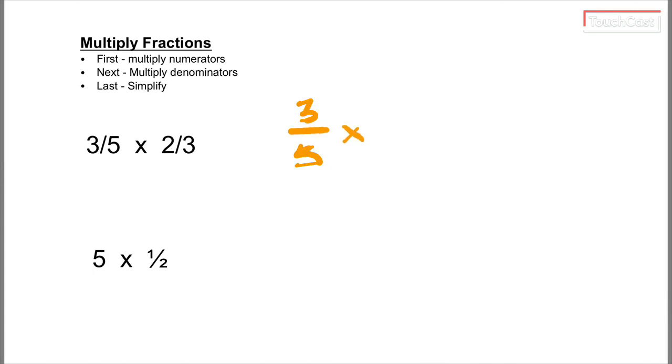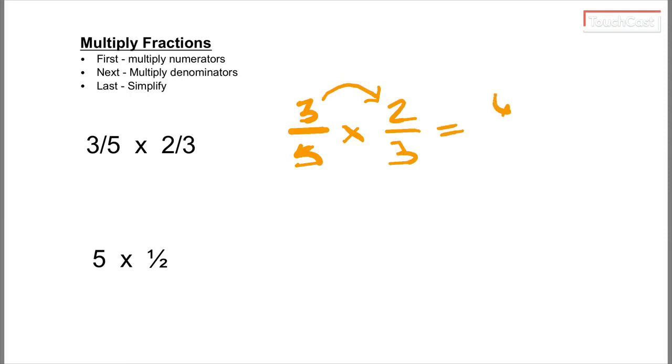Our first example problem is 3/5 times 2/3. First step for solving this problem, we're going to multiply the numerators, 3 times 2. The numerators are the numbers on the top of a fraction. Okay, 3 times 2 gives us 6.